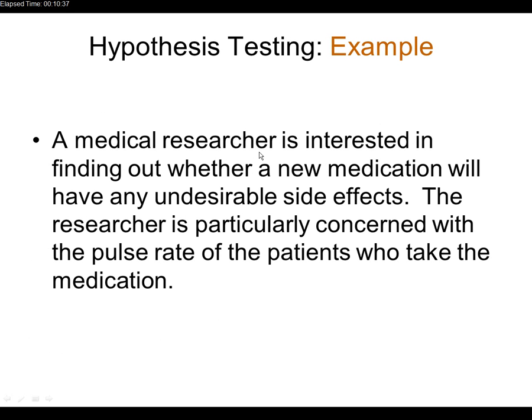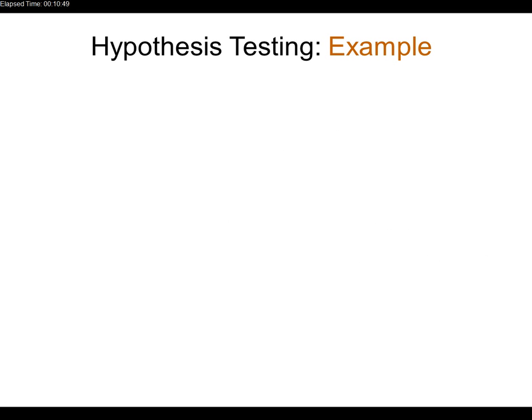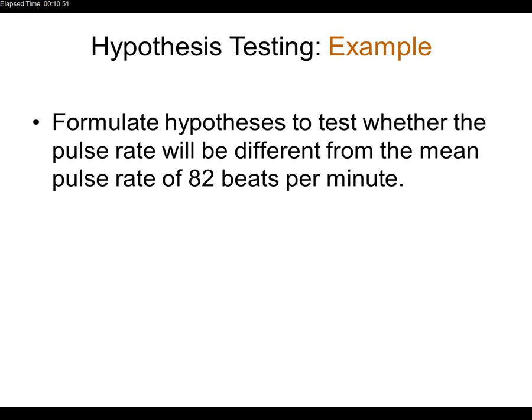Here's an example. A medical researcher is interested in finding out whether a new medication will have any undesirable side effects. The researcher is concerned with the pulse rate of the patients who take the medication. Okay, so we formulate a hypothesis to test whether the pulse rate will be different from the mean pulse rate of 82 beats a minute. Okay, my null hypothesis states that the mean is going to equal 82. There is no difference. My alternative hypothesis says that the mean is not going to equal 82. That's the condition of inequality, right?